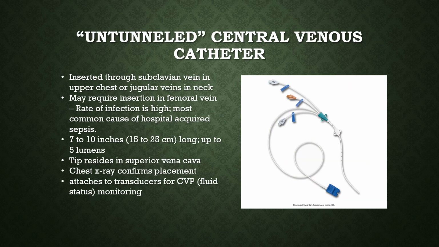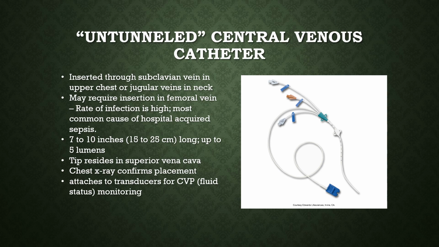You have untunneled and tunneled central lines. You don't have to worry about the difference. It's just basically where it's entered the skin. But you have different types of central lines. You can have a central line in the subclavian. You can have a central line in the jugular. You can have a central line via the femoral artery, or femoral vein rather. I didn't mean to say artery, vein. Sorry. So there are different possible places to put in a central line.